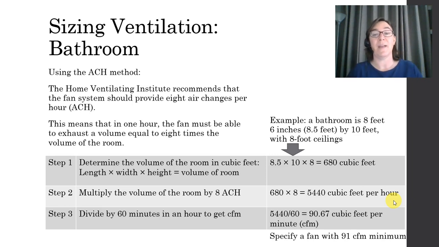So let's take that number and divide by 60 to get the cubic feet per minute. And we end up with a number of 90.67. So we would specify a fan with 91 CFM minimum. Probably choose a 100 CFM fan for this bathroom.